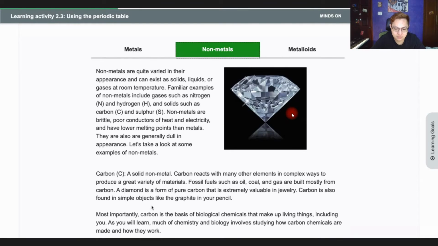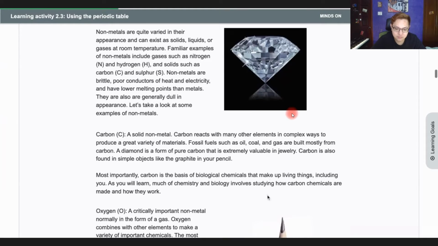Carbon is also found in simple objects like the graphite in your pencil. Most importantly, carbon is the basic biological chemical that makes up living things, including you. As you will learn, much of chemistry and biology involves studying how carbon chemicals are made and how they work.